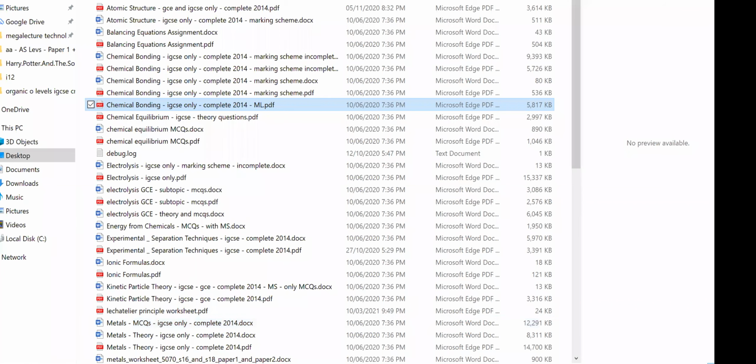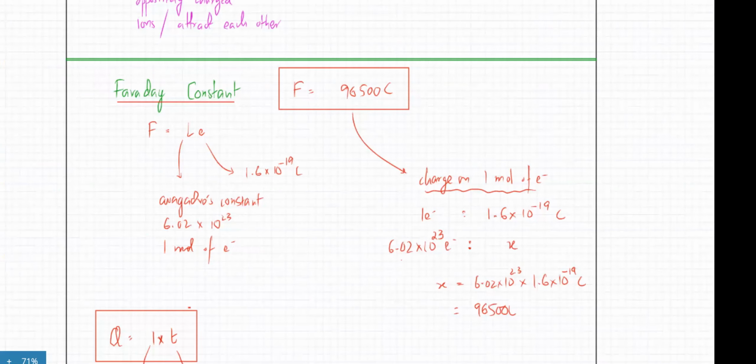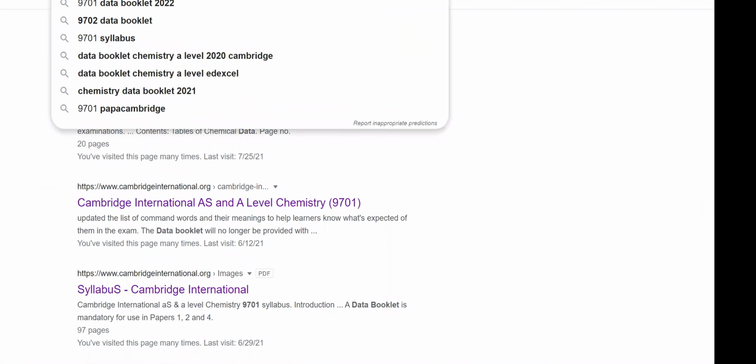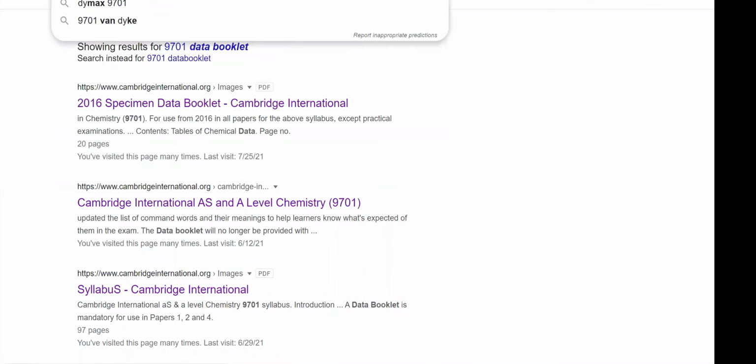Yes, sir. Achha, so we're going to start with, I think we're done with, somebody was talking about Lenz's law. Just one second. Not the data booklet. Just one second, let me open the syllabus, the latest one at least.